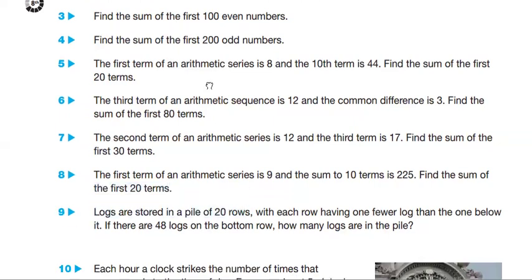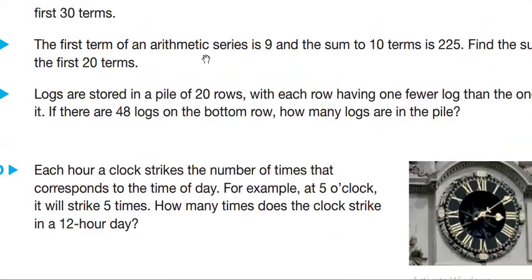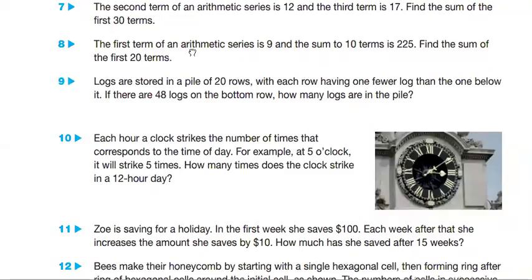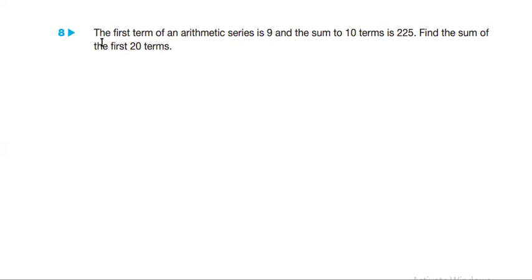It's very important, so let's do it together, okay? Let's put it here. Question 8. Let me fix it. As we said, the first term of an arithmetic sequence or arithmetic series is 9. So the first term is 9, which is A. So let's put it here so we know. A equals 9.